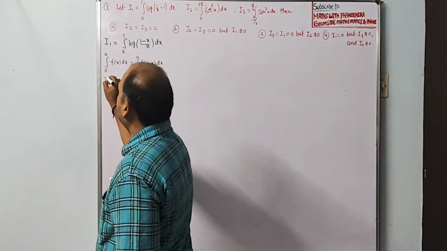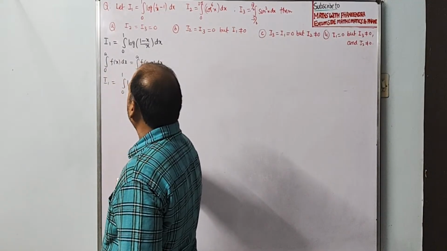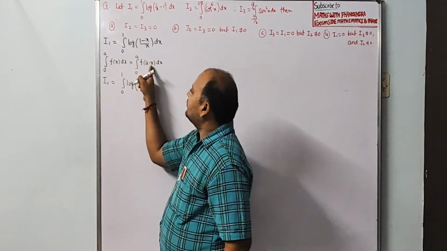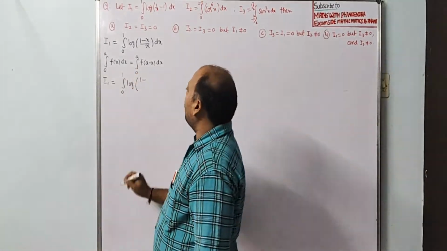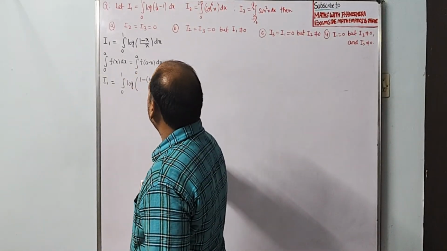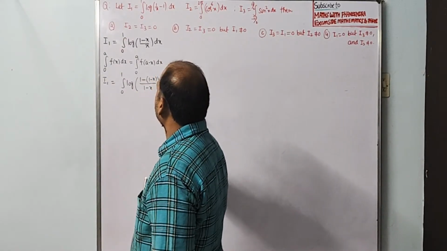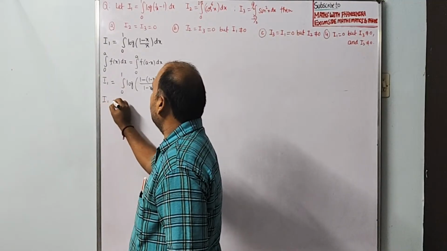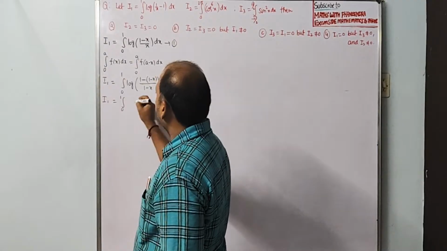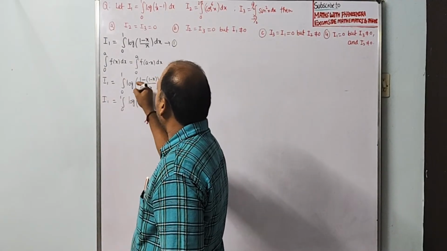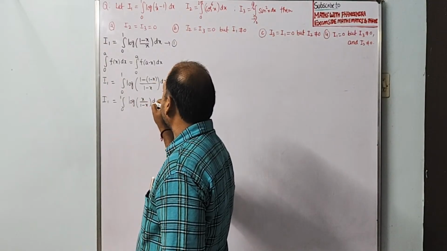So it becomes I1 equal to 0 to 1 log of, wherever x is there, 1 minus x you have to replace, that is the property. So 1 minus x divided by 1 minus x into dx. So I1 equal to integral 0 to 1 log of 1 minus 1 plus x, that means x by 1 minus x into dx.